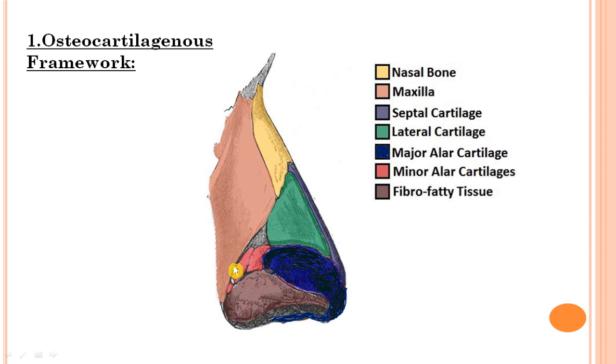As you can see here, these are basically submerged into the fibrofatty tissue, and over here you can see this fibrofatty tissue, which mainly forms the lower free margins of the nostrils. So this is fibrofatty tissue, and it mainly forms the lower end, the free end of the nostrils.